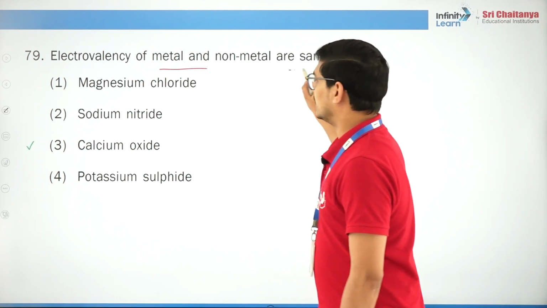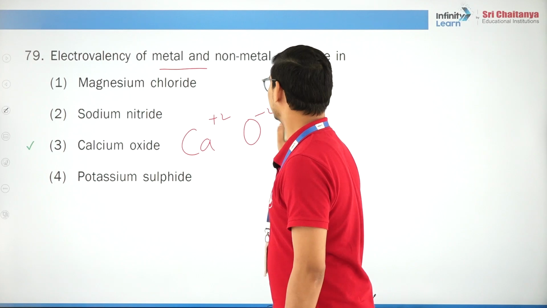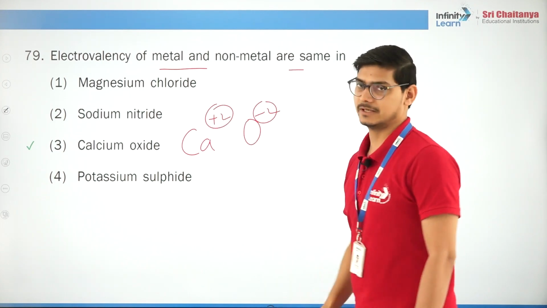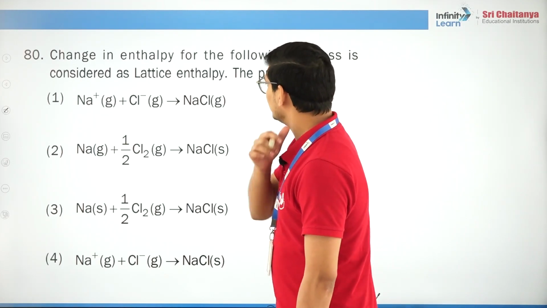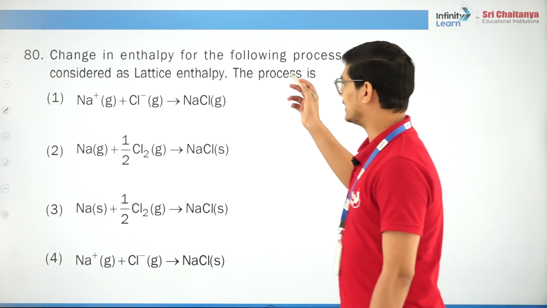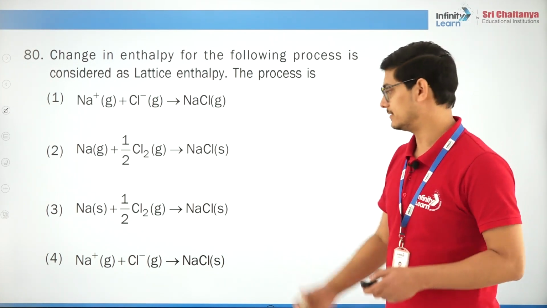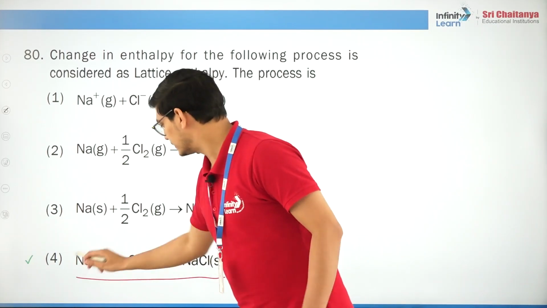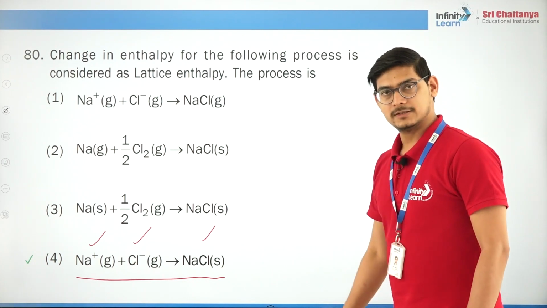Electrovalency of metal and non-metal are same in calcium oxide. Calcium is +2, oxygen is -2, right? Their electrovalencies are same. It is the magnitude that we look at. Change in enthalpy for the following process is considered as a lattice enthalpy. Lattice enthalpy means lattice is breaking down or it is forming from the gaseous ions. So which is the correct answer? This, from the gaseous ions our lattice is forming, right? Clear?